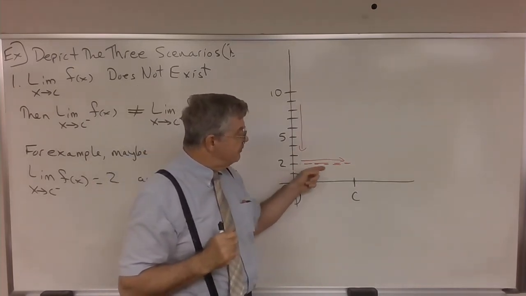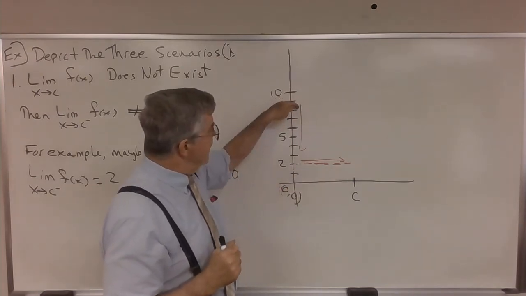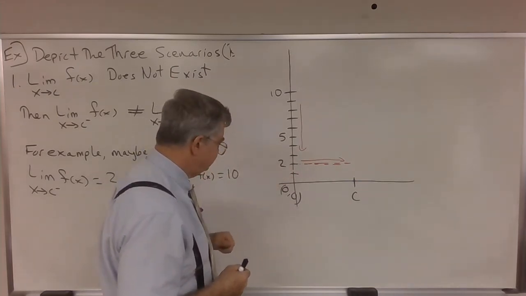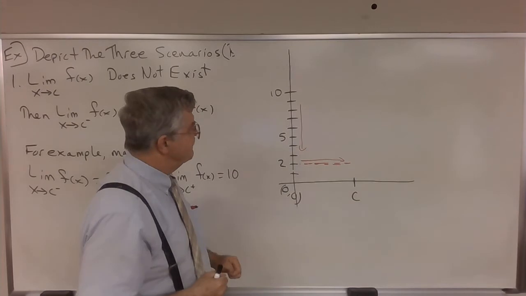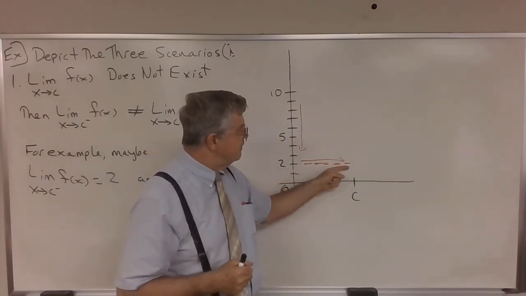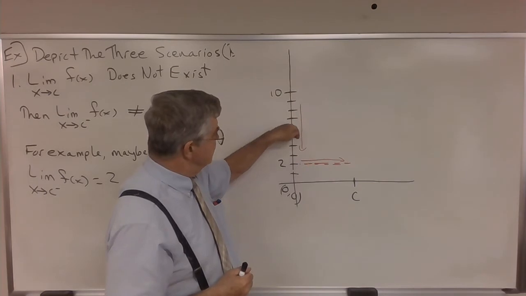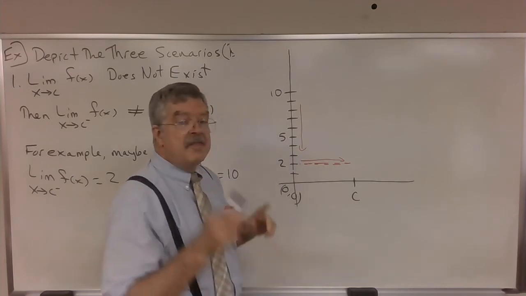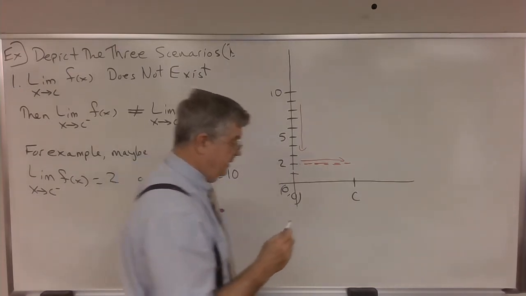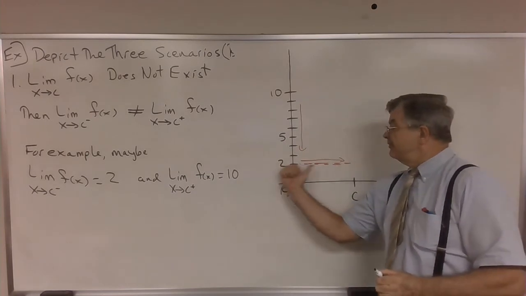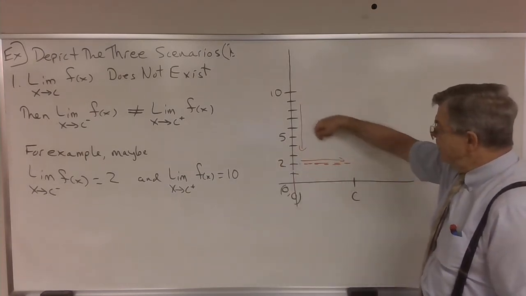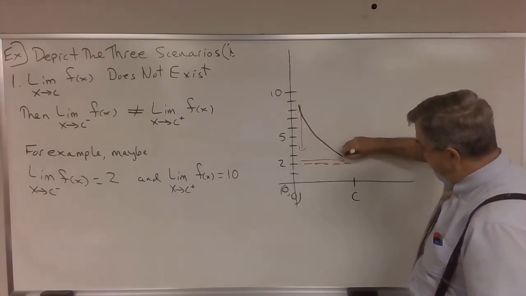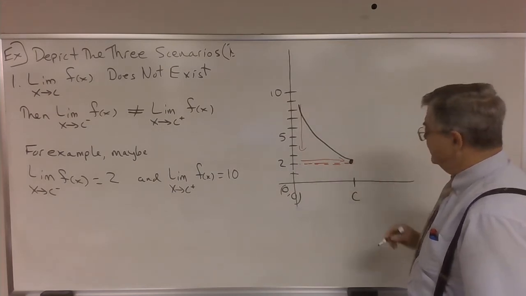As x approaches c from the left, the y value, f of x, gets closer and closer to this line, y equal 2. And the two things happen simultaneously. So x approaches c from the left, and y equals f of x gets close to 2. So the graph comes down like this.